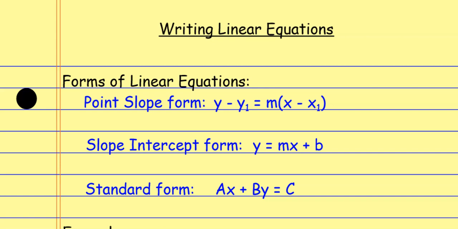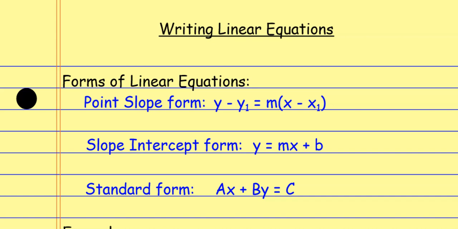Hi there, folks. Today we're looking at writing linear equations. And there are three formats that we know of for a linear equation. There's point-slope form, there's slope-intercept form, and there's standard form. Remember, point-slope form is the one that gives us any point on the line in addition to the slope. And it's the idea of that x sub 1, y sub 1 is the point, and m is the slope.